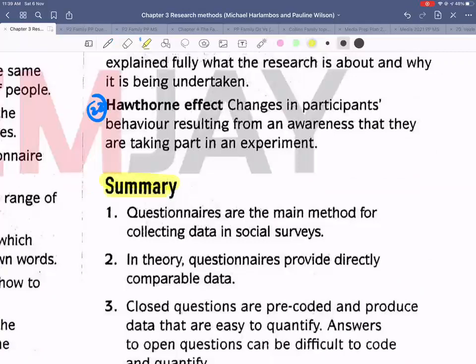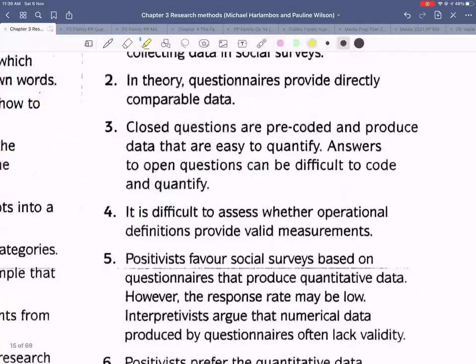This is the summary to it. You might as well have a look at this summary as well.